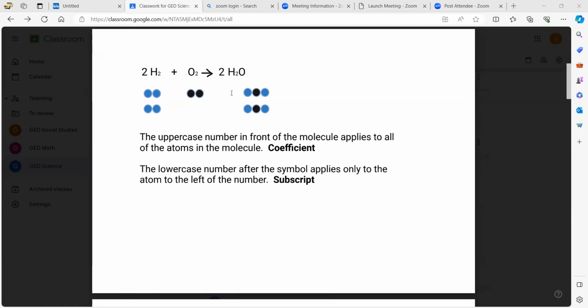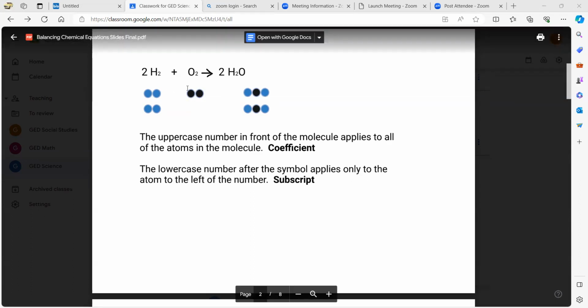We have not created or destroyed any atoms. We've just changed them. There's still hydrogen and oxygen atoms. They are just in a new molecule, a new molecular structure, a new substance.